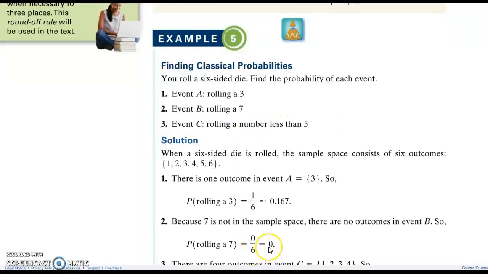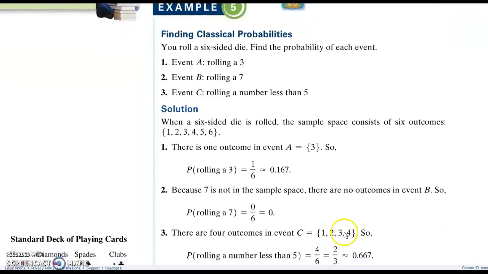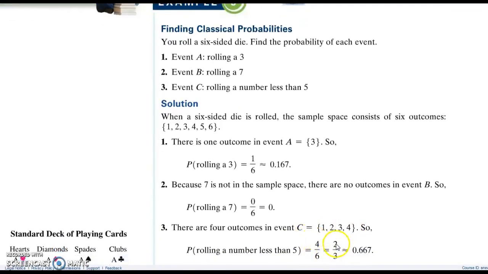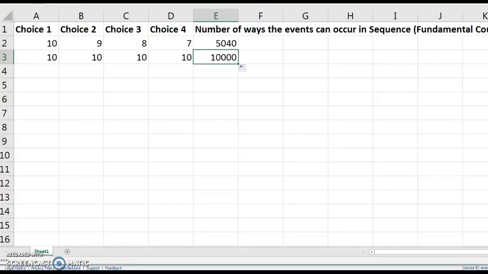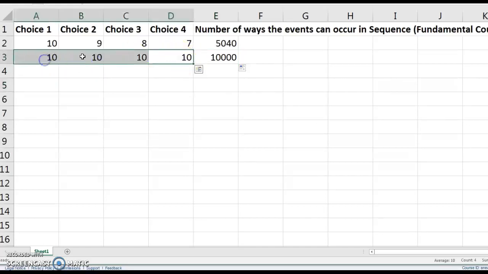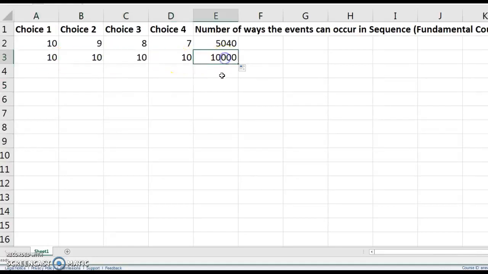Rolling a number less than 5, so count how many numbers are less than 5. There's 4 of them, so it's 4 out of 6, which is 2/3, or as a decimal, right there. So going back to this example, what's the chances that you randomly guess someone's PIN number? Well, for most pins you can repeat numbers, so there's 10,000 total possibilities. Only one of them is correct, so the chances that you randomly guess someone's PIN number is 1 out of 10,000. Which is a very small chance.